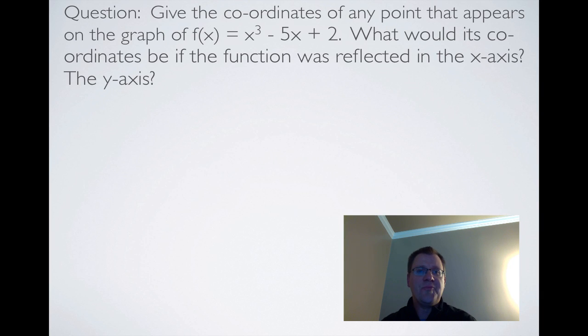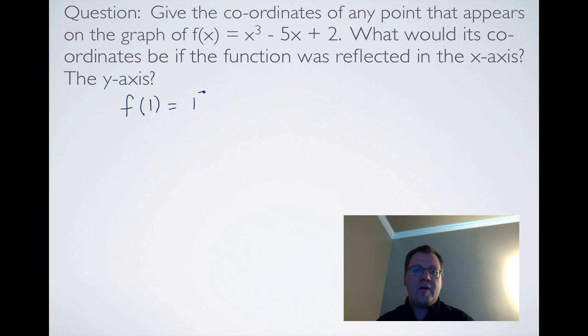Okay, last example. It says, give the coordinates of any point that appears on the graph of f of x equals x cubed minus 5x plus 2. What would its coordinates be if the function was reflected in the x-axis? And what would it be if it was reflected in the y-axis? So, what we're doing here is we are finding any point. Now, if we want to find any point, doesn't matter what the function is, we can plug in any value that we want. I'm going to plug in a value of 1.